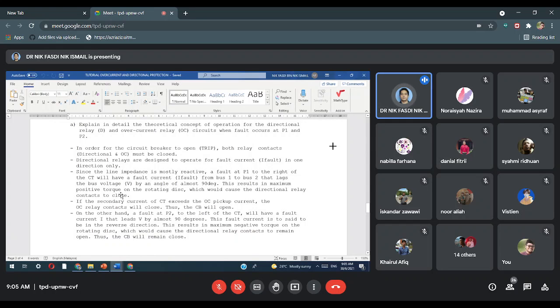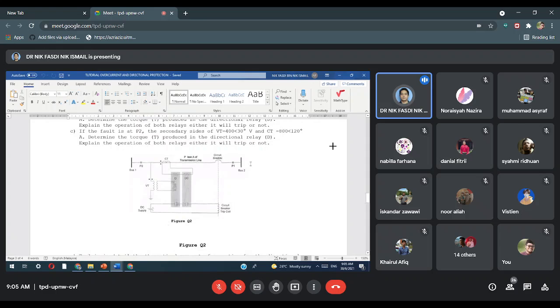This results in maximum positive torque in the rotating disc, which will cause the relay contact to close. Maksudnya, when the fault occurs here, this direction relay will turn on. Kenapa? Because it is the forward direction, its contact will turn on.